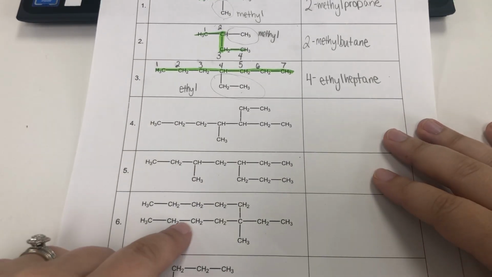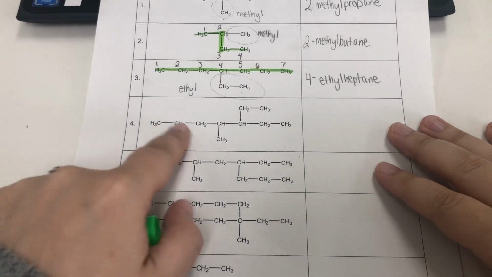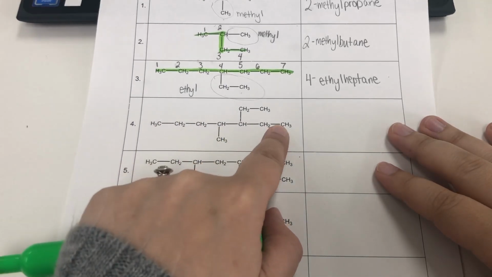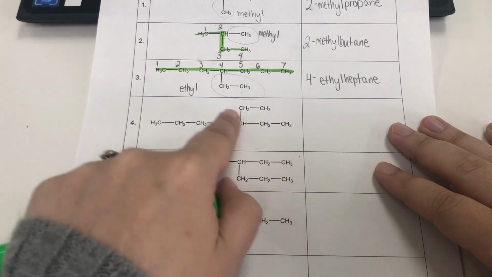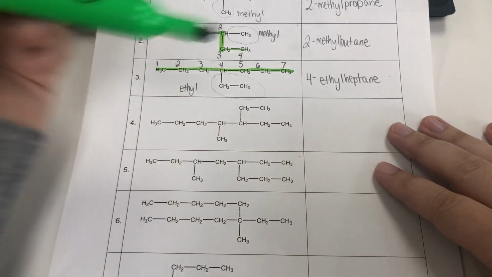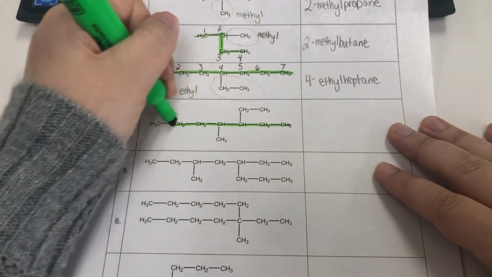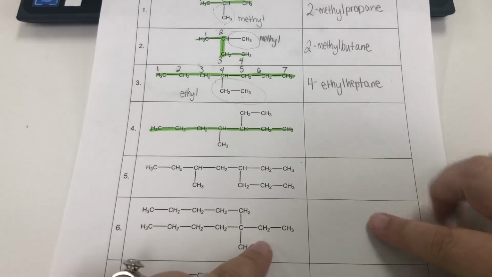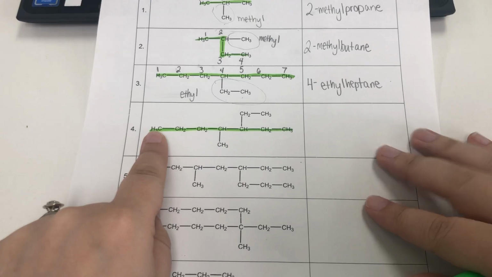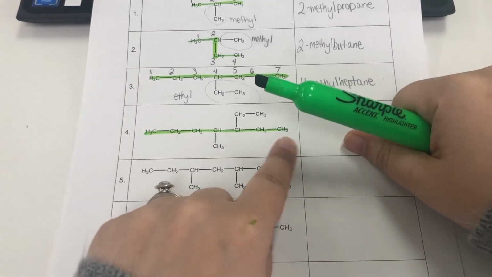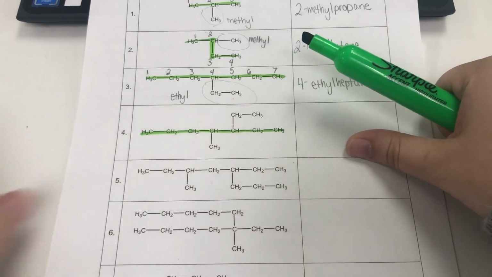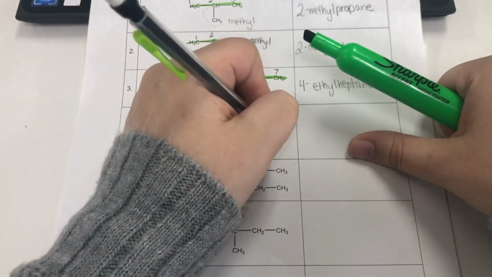Number 4. Let's try straight across. 1, 2, 3, 4, 5, 6, 7. Looks like 7 is going to be my parent chain. Okay, if I start this way, I get a side chain coming off of the 4th carbon. If I start this way, I get a side chain coming off the 3rd carbon. Since I want low numbers, I'm going to start this way.